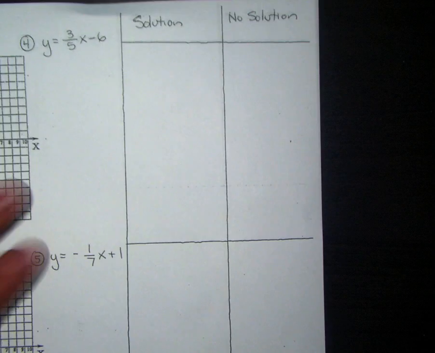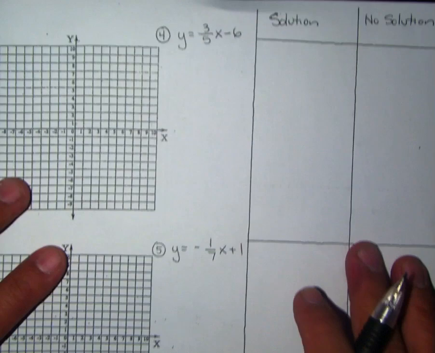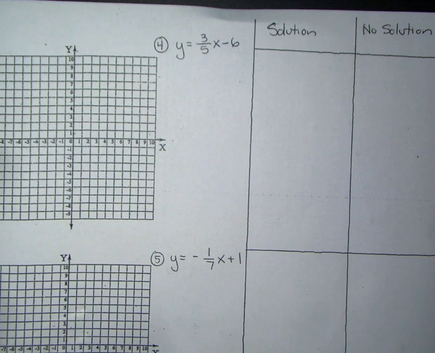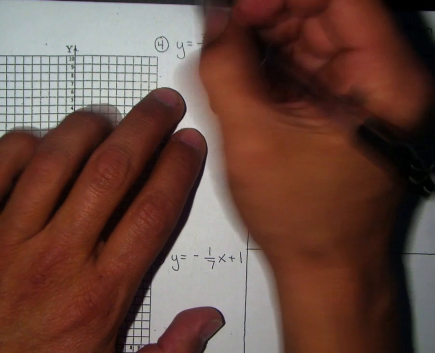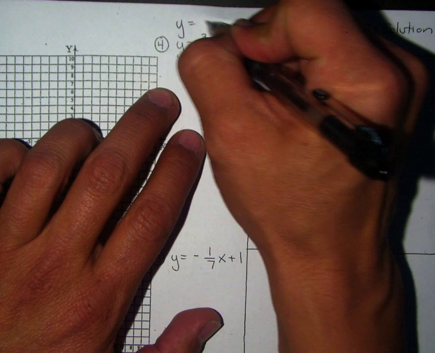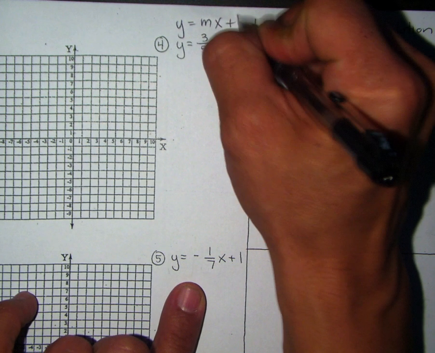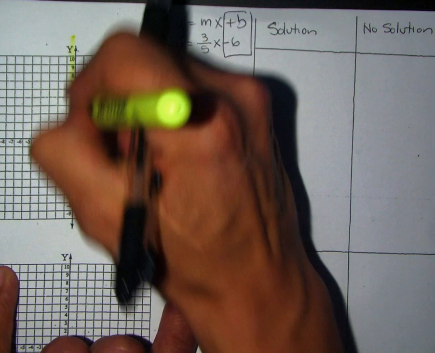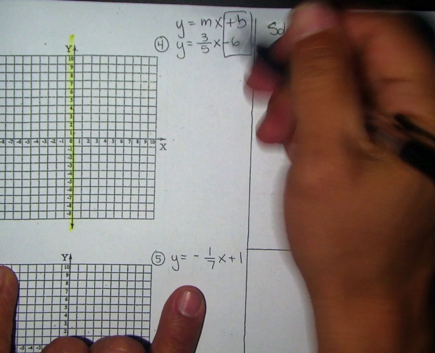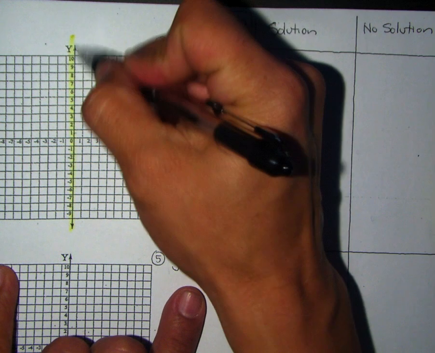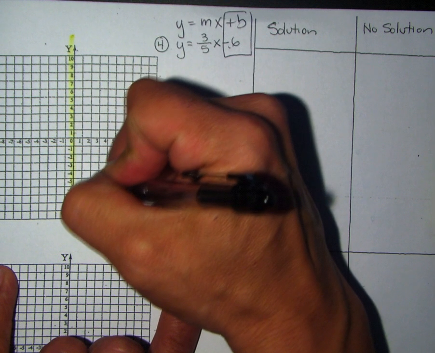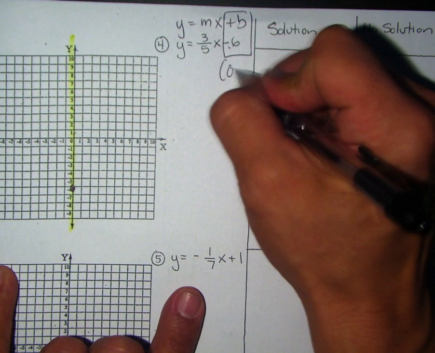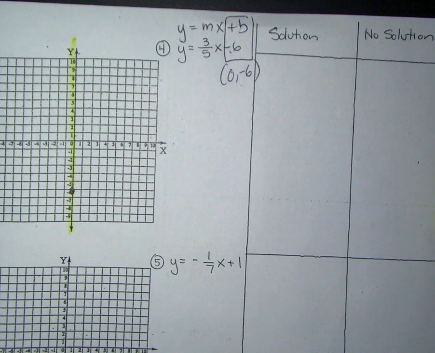All right, so let's try another one. Ready? Oh, this is a fraction. It's going to scare me. No, it's not. Just do the same thing. Y is equal to mx plus b. What is your starting point? Well, you tell me. Negative 6, right? So here we go. Negative 6 right there. And that is your 0 comma negative 6, right?